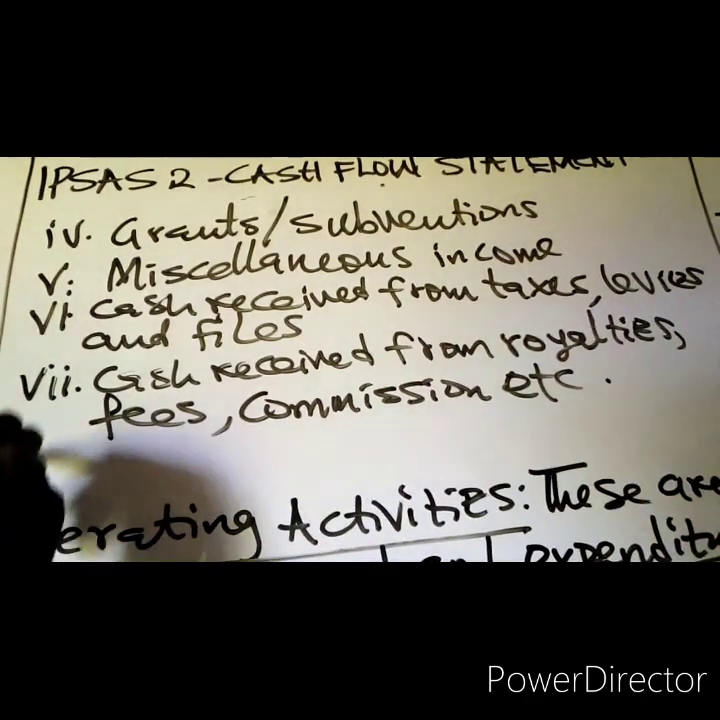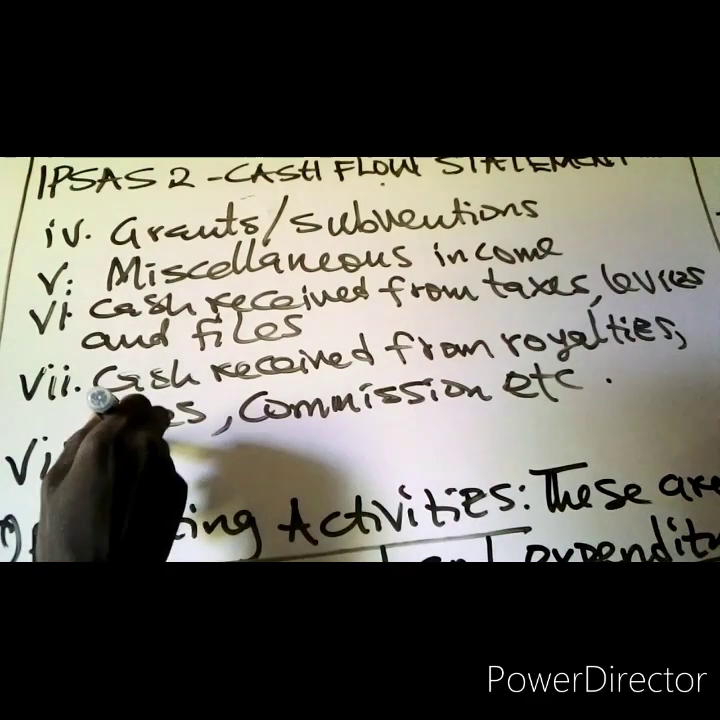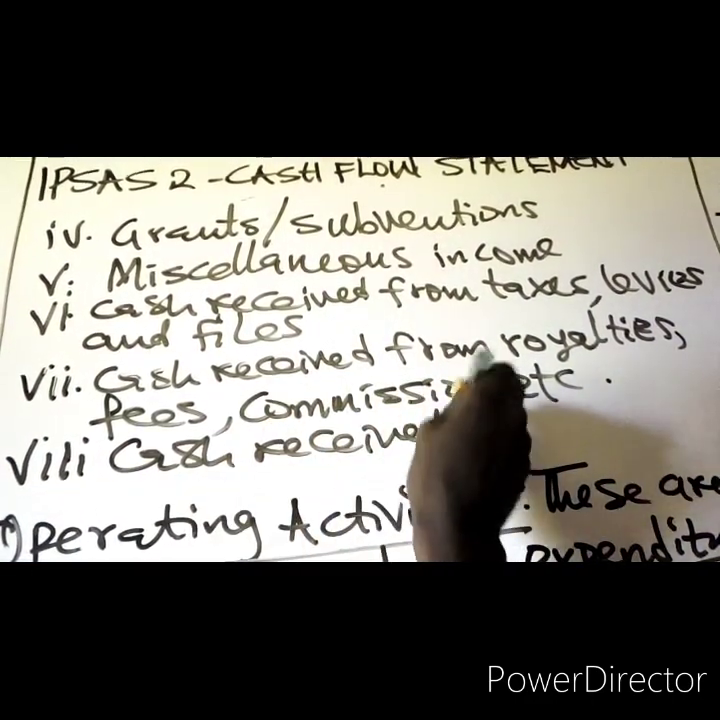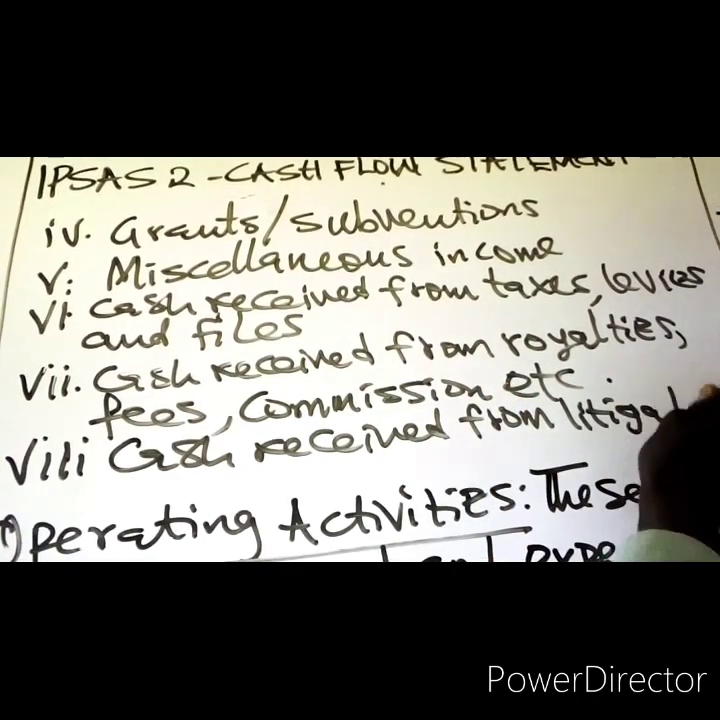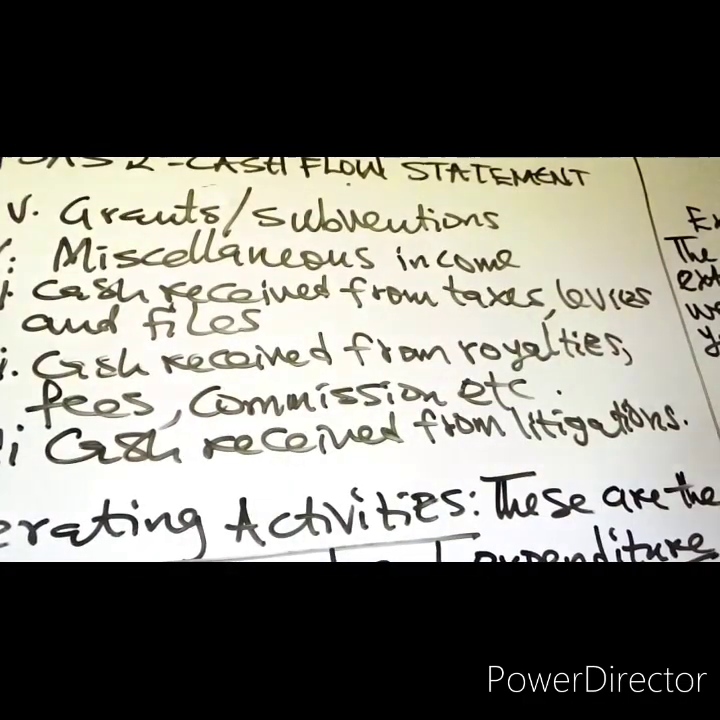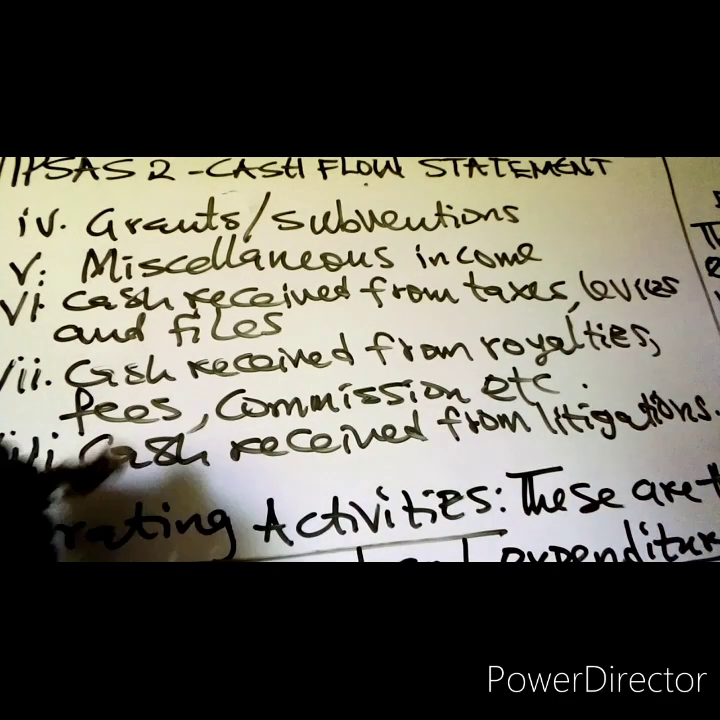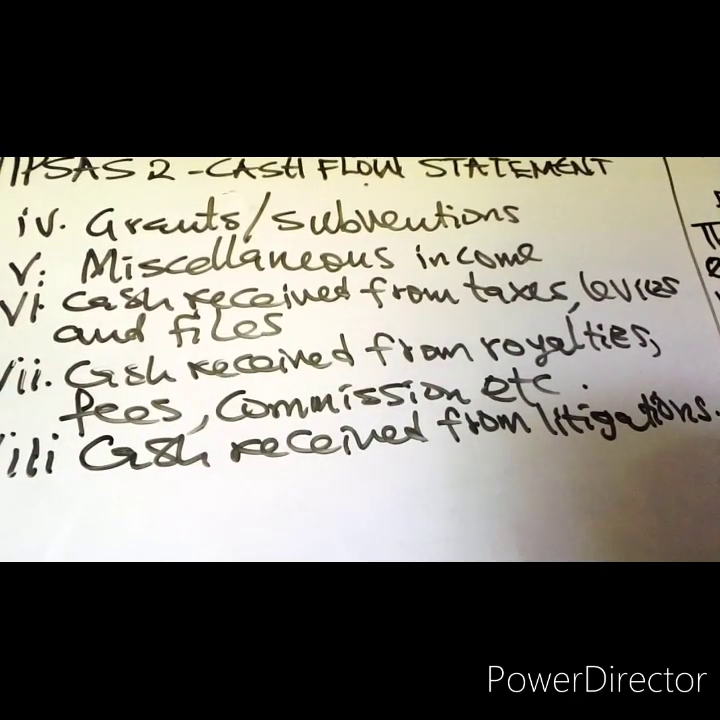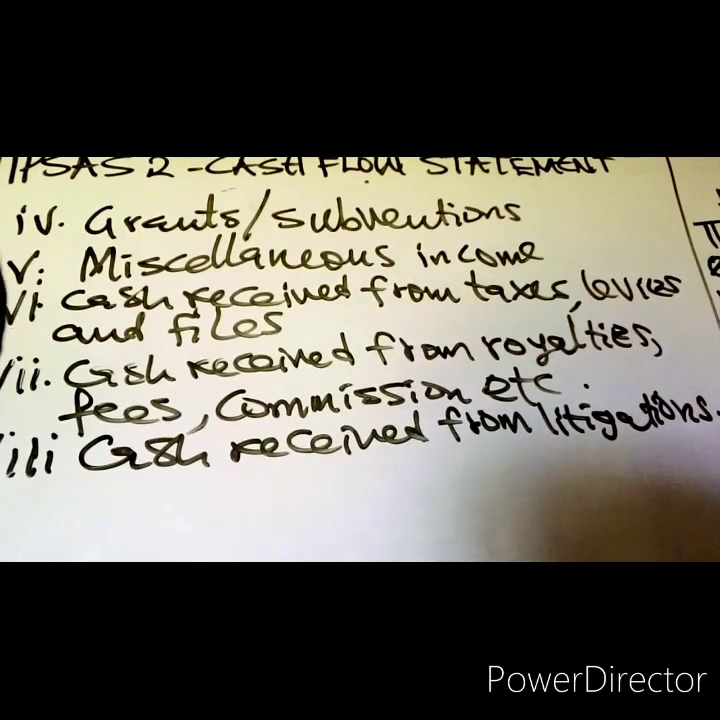We also have number 8, cash received from litigations, that is from court case. All these are sources of revenue of government. And I'm talking that this revenue, they all fall under operating activities.